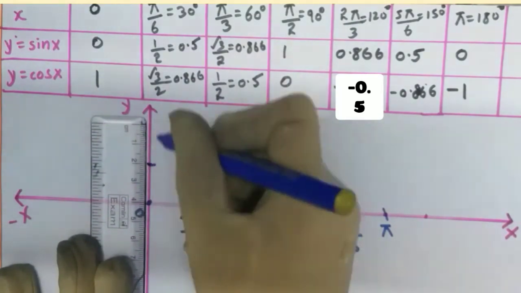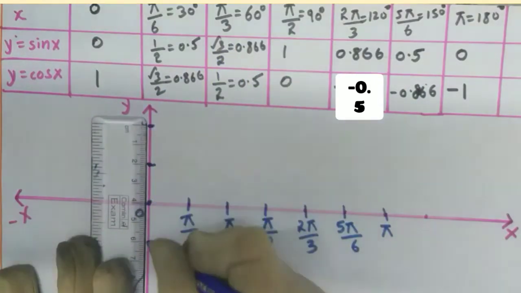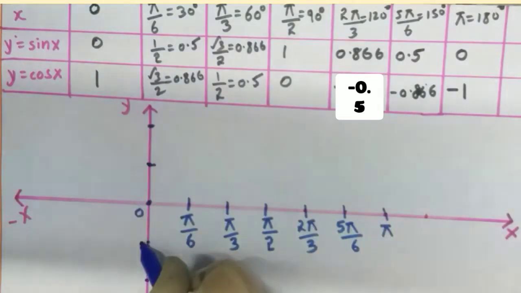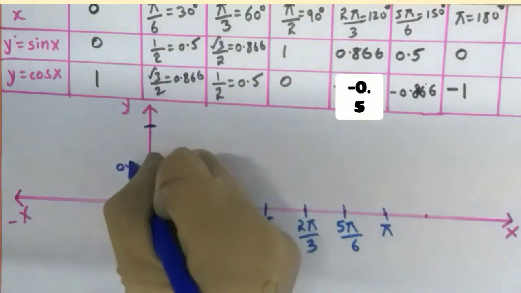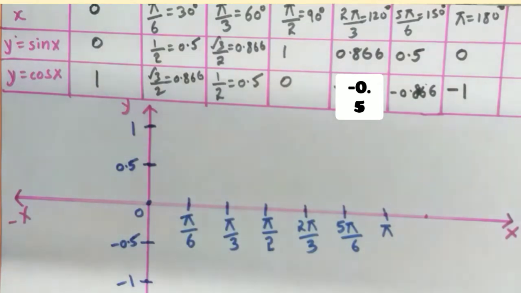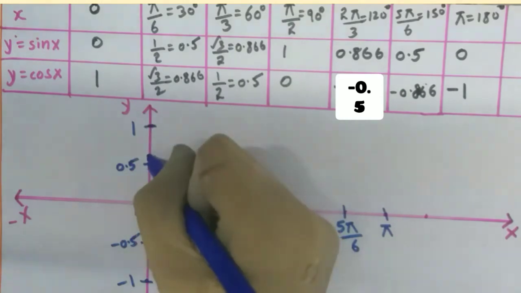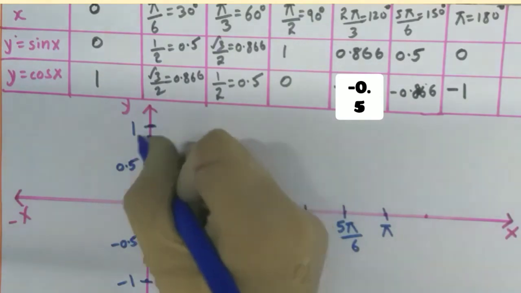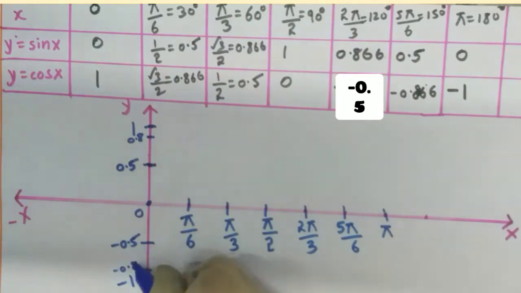Again I am taking 1 unit is equal to 2 centimeter here. Zero, here I have 0.5, here I have 1, this is minus 0.5 and this is minus 1. Let us start plotting. If I want to plot 0.8, this is suppose 0.6, 0.7, this is 0.8. Remember this. Similarly, if I want to plot minus 0.866, 0.6, 0.7, 0.8 and this will be 0.9. So somewhere here, minus 0.8.